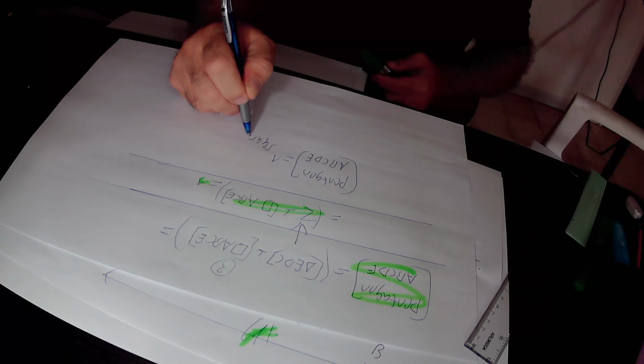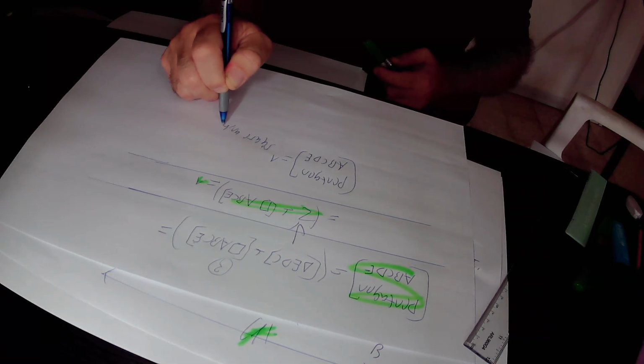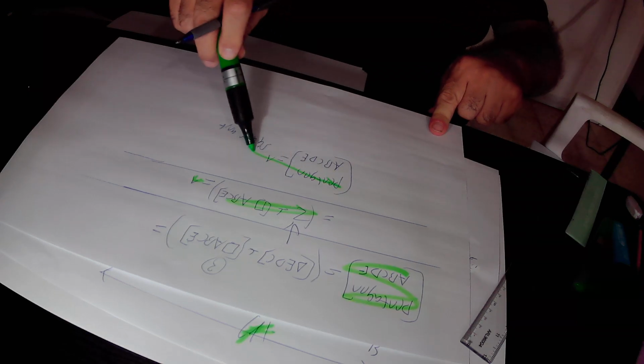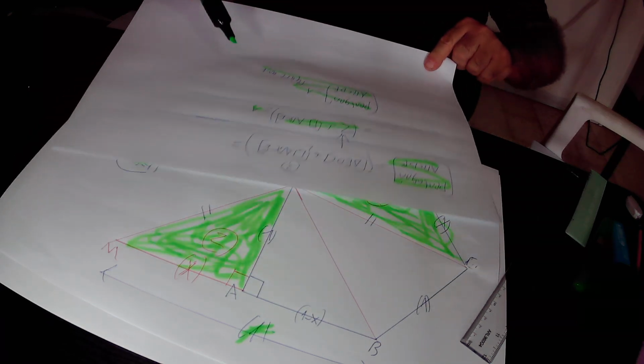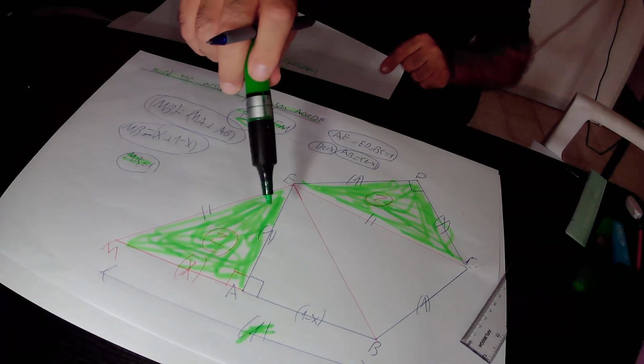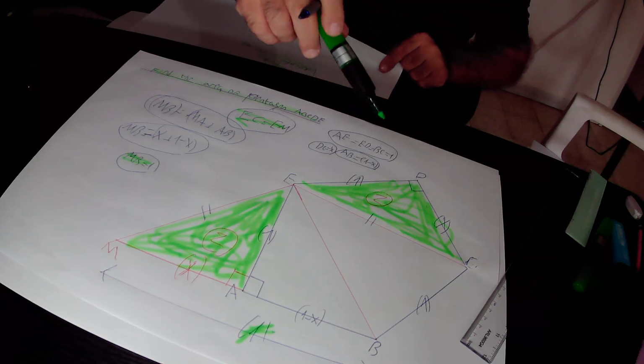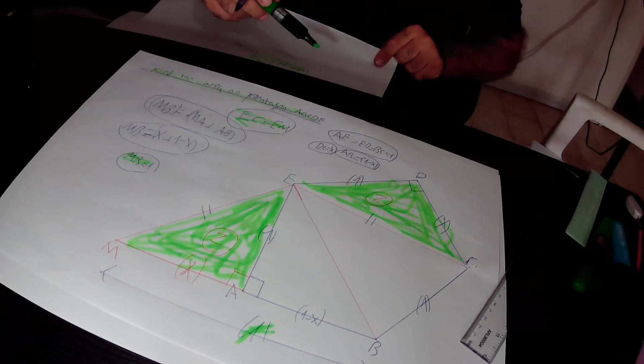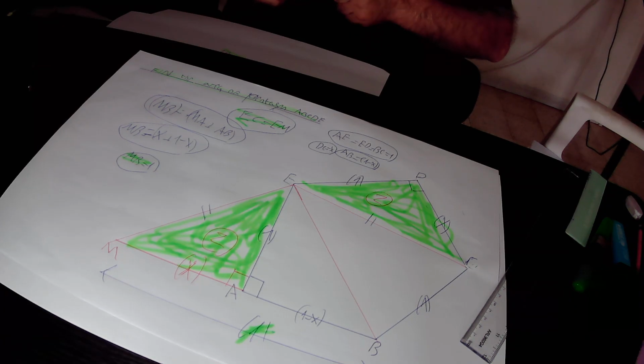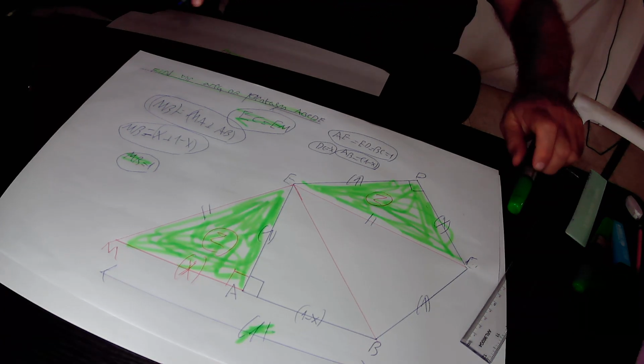Square units. So the answer to the first question is that the area of this big pentagon ABCDE is equal to 1 square unit in its size. So we finished with the first question.